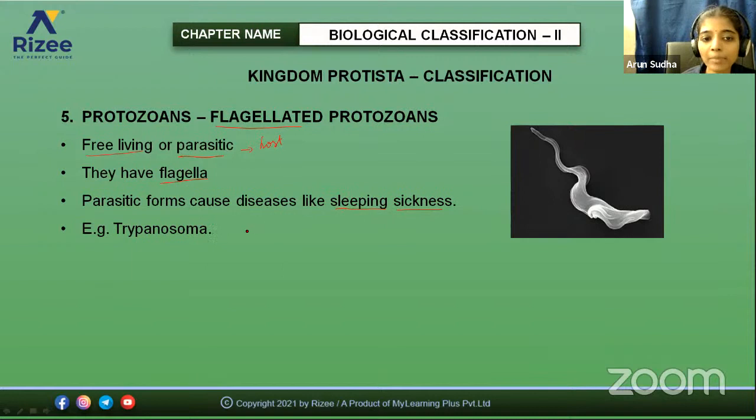So why is it named this? Because it causes disturbances in sleep pattern. So it is called sleeping sickness. Flagellated protozoan. Main example is Trypanosoma.